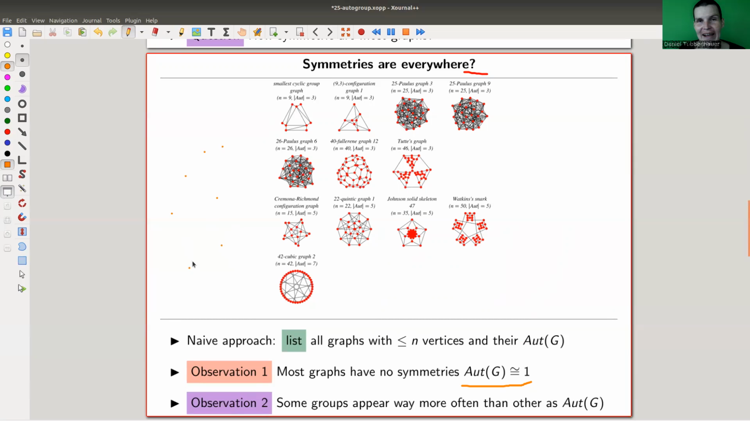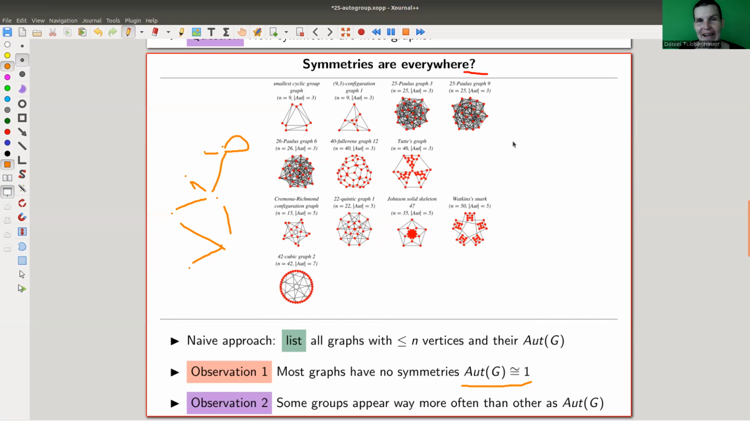If you just draw something randomly, and this is certainly not very random here, whatever, this doesn't look very symmetric, right? So random is kind of the opposite of symmetric. So in some sense, most graphs should have trivial symmetry group, and they do. But it turns out, and this is maybe the final observation and a pretty cool one, that some symmetry groups appear way more often than others. Some symmetry groups are really, really rare, and they essentially appear never.